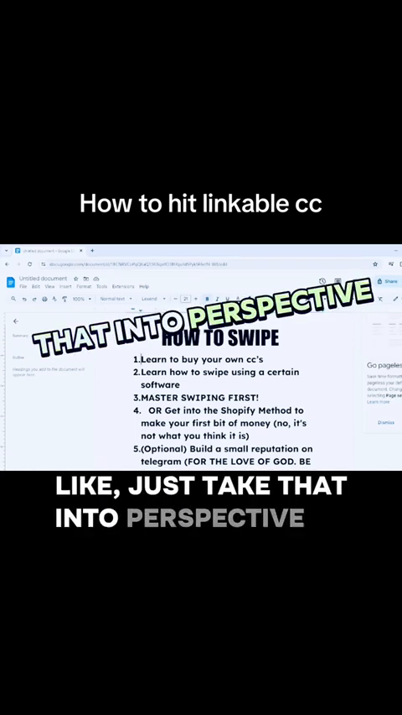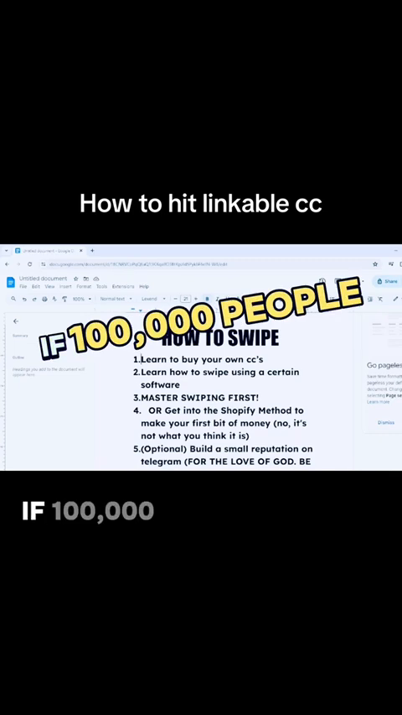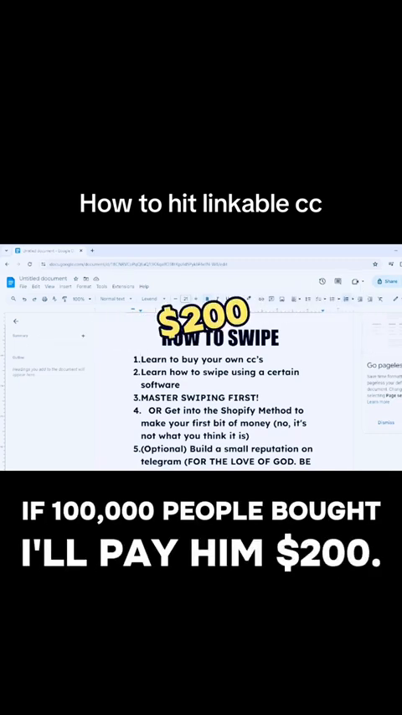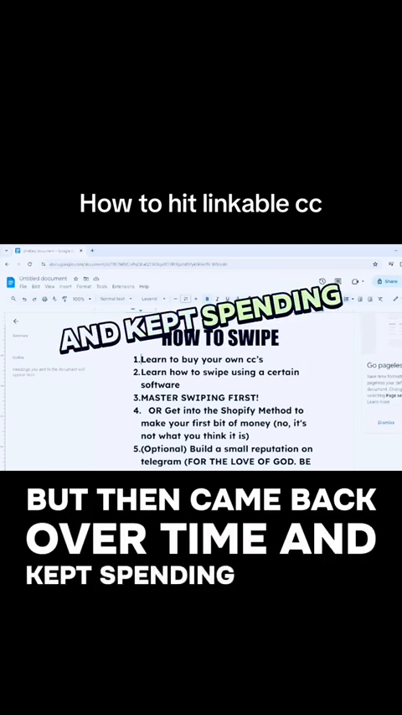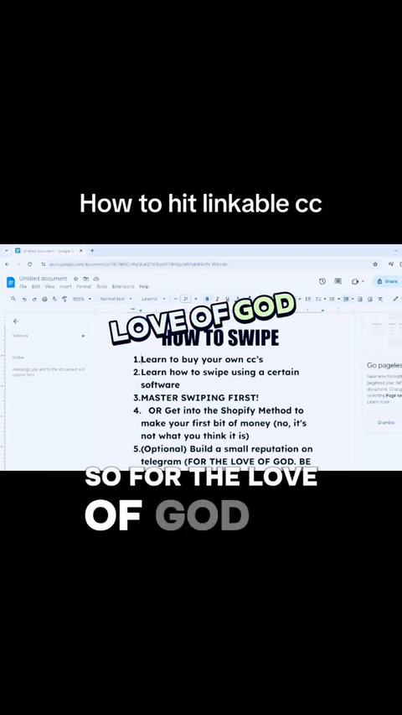Just take that into perspective. He had 200,000 people in his Telegram. If 100,000 people bought and all paid him $200, that is literally $20 million. But then they came back over time and kept spending with him. Do you know how much money he would have? So for the love of God, be legit.